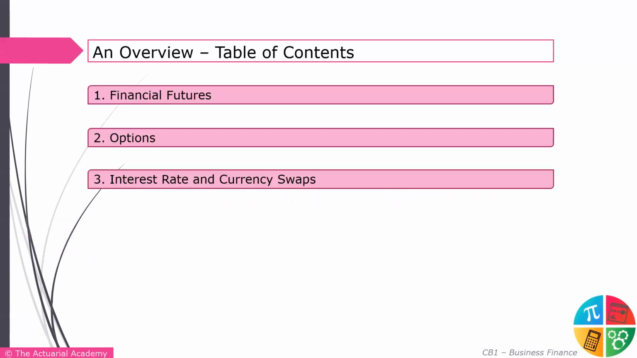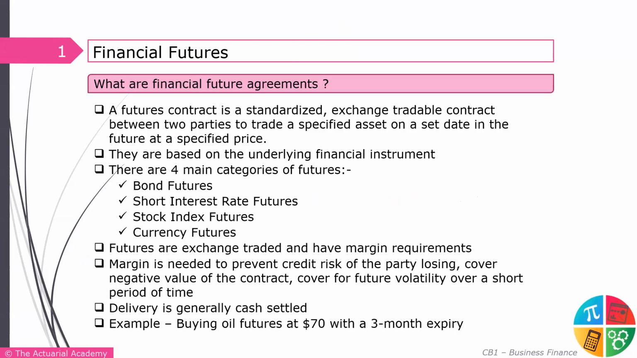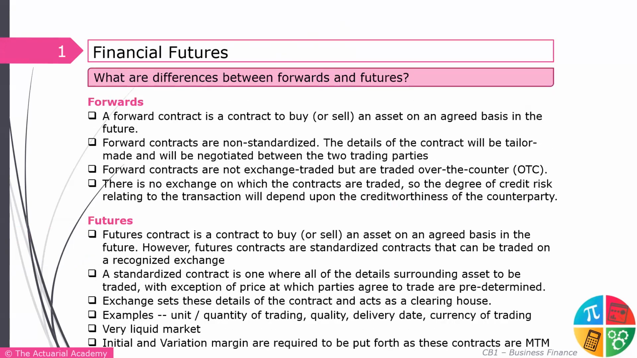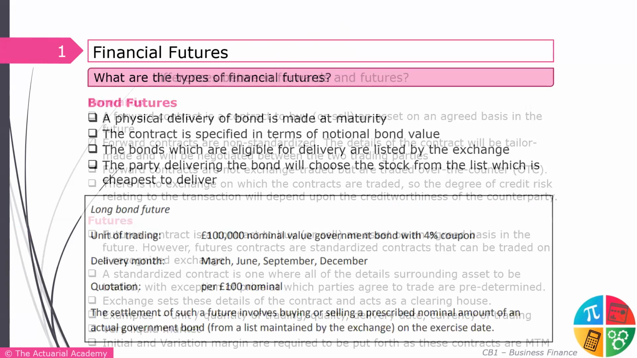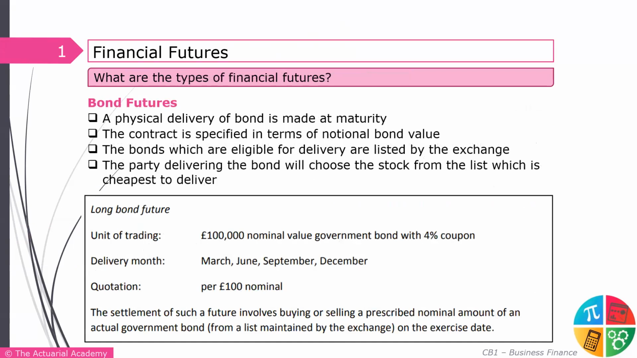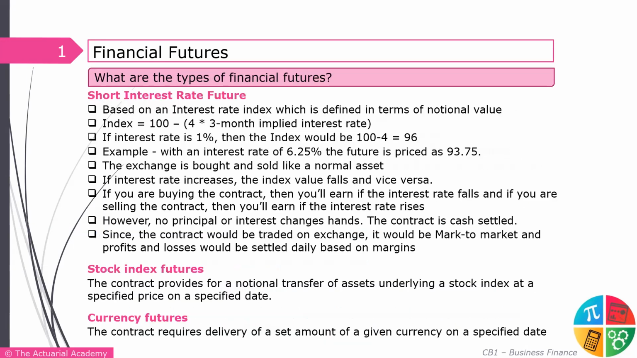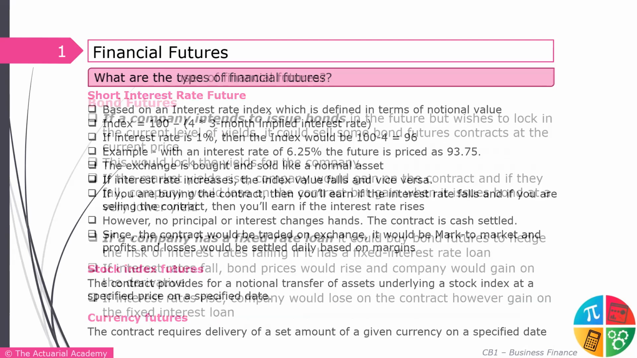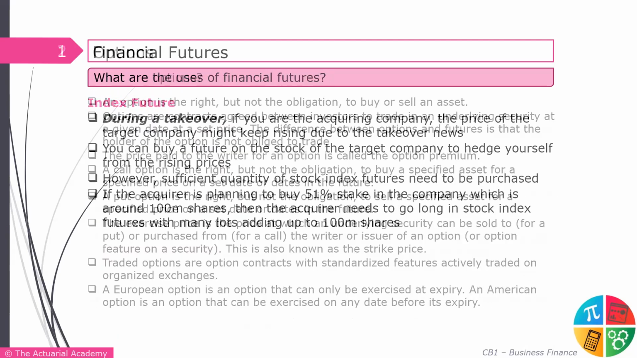We were done with financial futures options. Only the last bit with regards to interest rate and currency swaps was left. So that is what we'll be covering. This is what we looked at: financial future agreements, the difference between futures and forwards, and types of financial futures, mainly the four types: bond futures, short interest rate future, stock index future, and currency future, along with the uses of all the four.